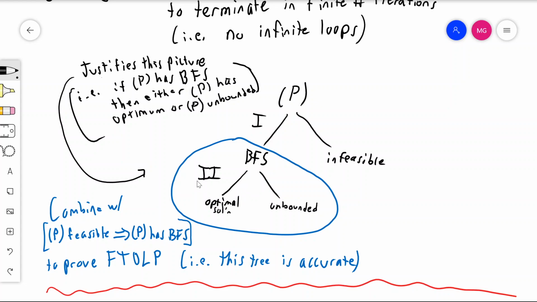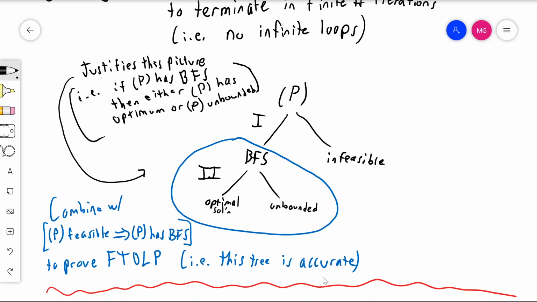And then you combine that with the fact that we've now completed phase 1. What we showed in phase 1 was that either you have an infeasible linear program or you have a feasible solution. And then in the technical follow-up video, we showed that from a feasible solution, you're guaranteed to have a basic feasible solution for some basis. And so a BFS exists for sure. And so this top half was already justified, and now we're justifying this bottom half in this video. And so this whole picture will be justified.